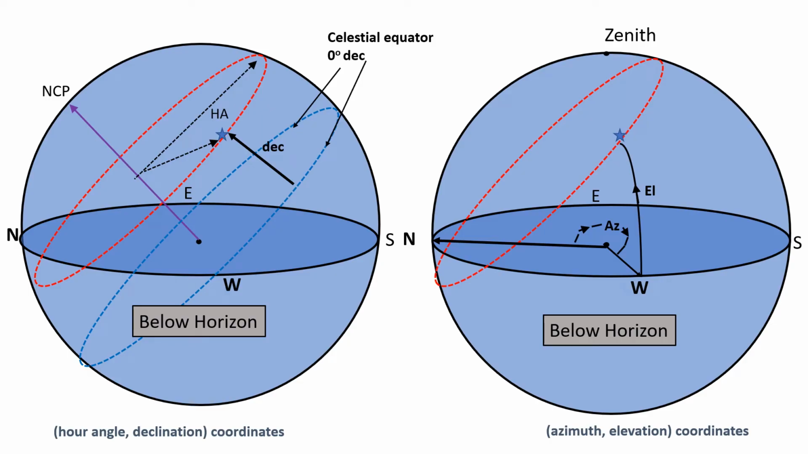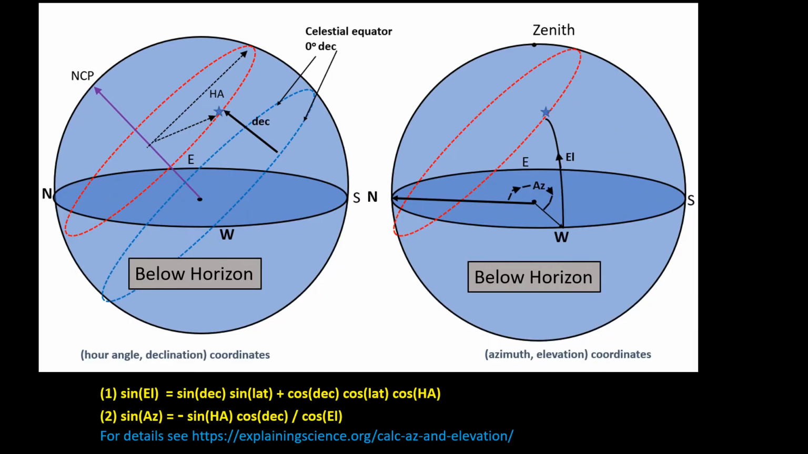So now we've got hour angle out of the way, we can explain how we get from hour angle declination coordinates to azimuth and elevation. That's distance from north, and angle above the horizon. There's a number of steps in this transformation, so rather than repeat them here, you could just have a look on my blog site, which I put the URL below.